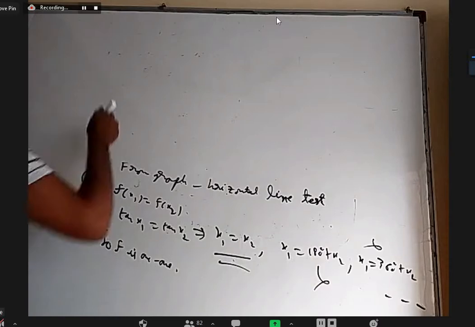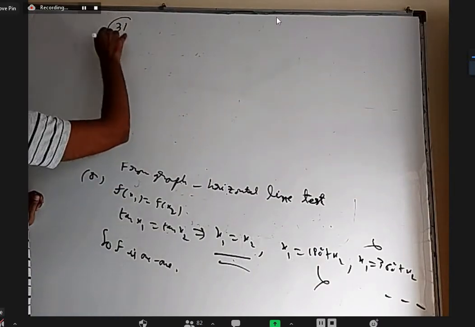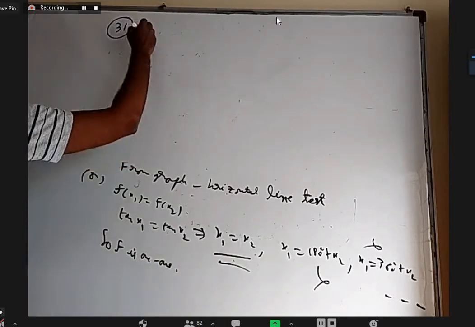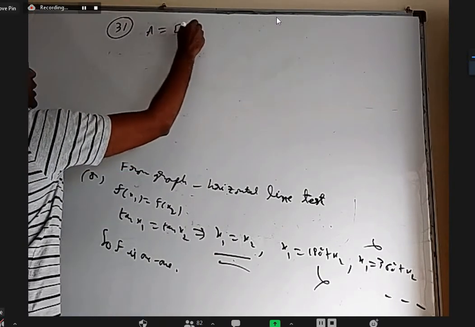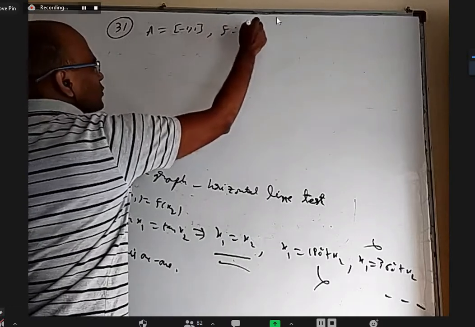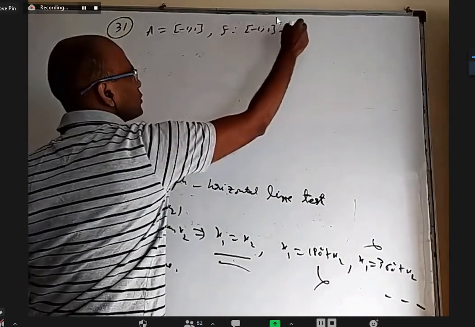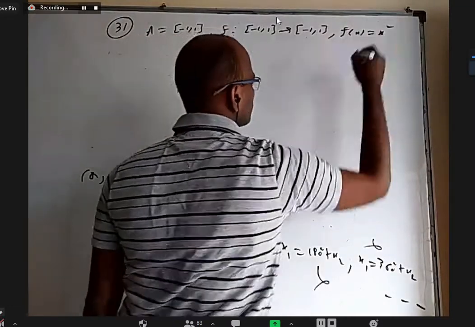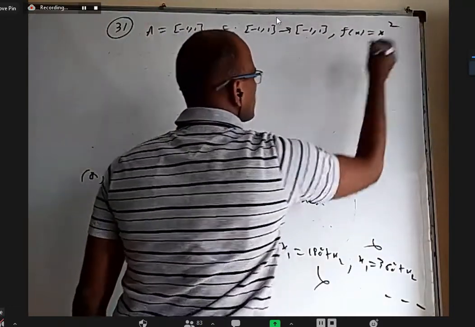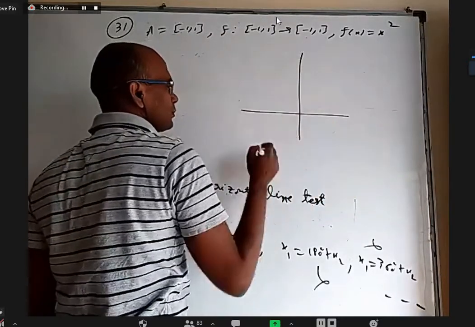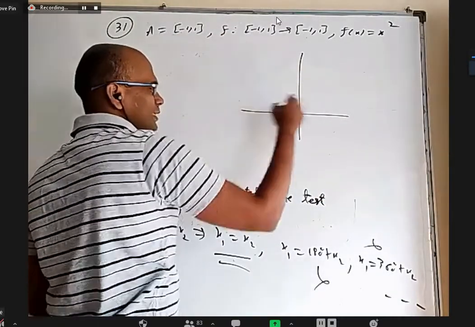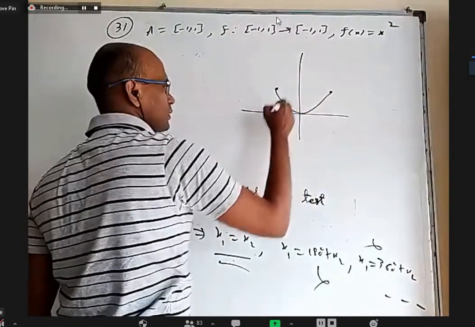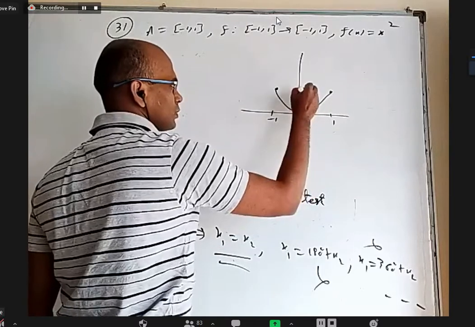Okay, 31. Basically, they gave A is the closed interval -1 to 1. f is a function from A to A, closed interval -1 to 1 again, and f of x is x square. If you look at the graph, it is the full x square graph, but only between -1 and 1. So it starts here and ends here. This is -1, this is +1, this is 1.